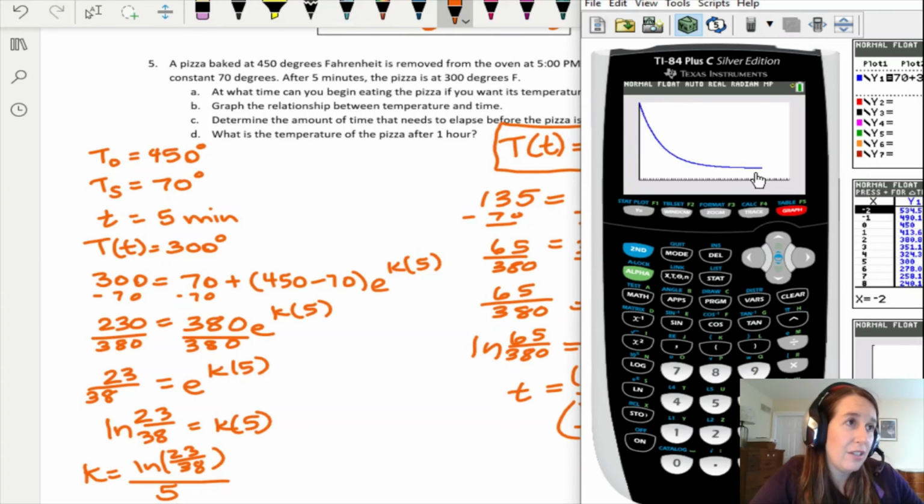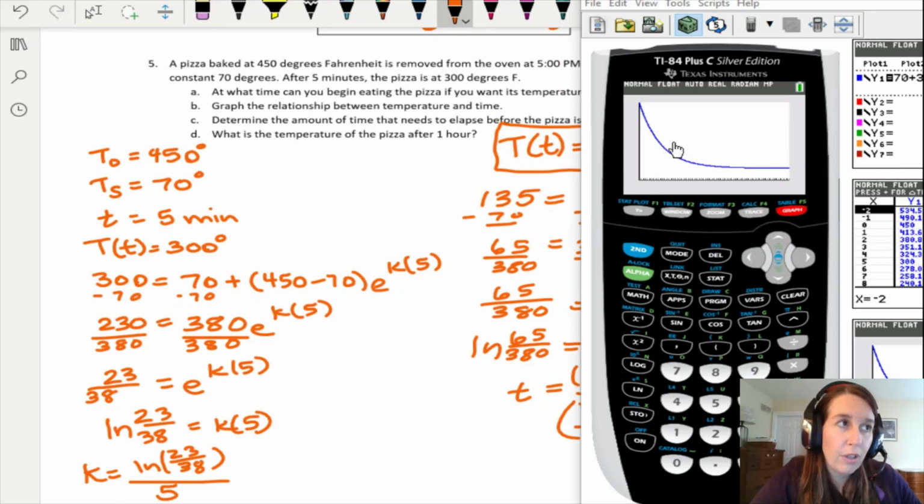All right, so we have this lovely graph, and notice what it's doing here at the bottom. What number do you think it's getting closer and closer to here? Hopefully you're thinking 70 degrees, right? Because this is the temperature. And of course, the room temperature is what that pizza is cooling off to. Okay. All right. So it says, determine the amount of time needed to elapse before the pizza is 160 degrees.